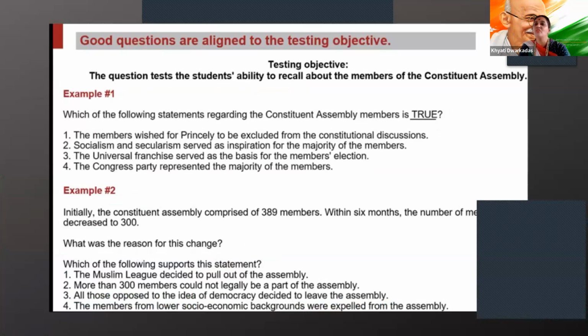Look at this. Good questions are aligned to the testing objective. The question tests the student's ability to recall the members of the Constituent Assembly. So look at this. Is it a good question or a bad question? Which of the following statements regarding the Constituent Assembly members is true? Just write G or B if it's a good question or a bad question.